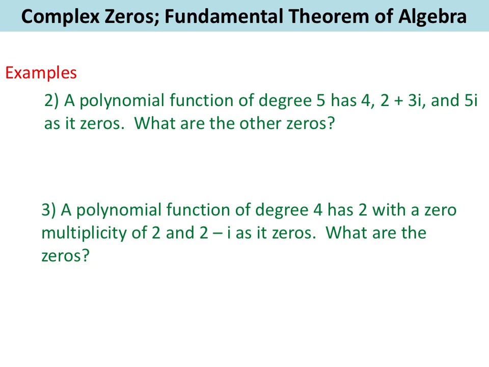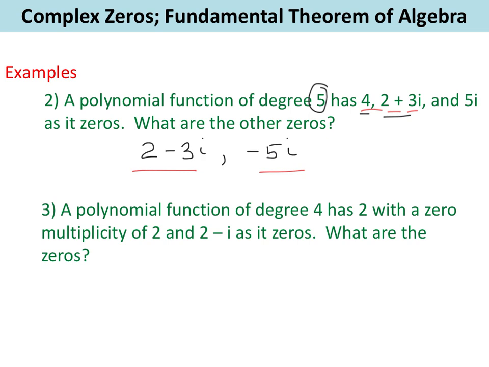A polynomial function of degree 5. Oh, that's important. Degree is 5. It has zeros 4, 2 plus 3i, and 5i. So what are the other zeros? I know we are going to have 2 minus 3i, which is the conjugate of 2 plus 3i. And I know I have 5i, so I'm going to have negative 5i. And in the same way, you can see now we have 1, 2, 3, 4, 5. So the Fundamental Theorem of Algebra helps us to find the zeros which are missing.